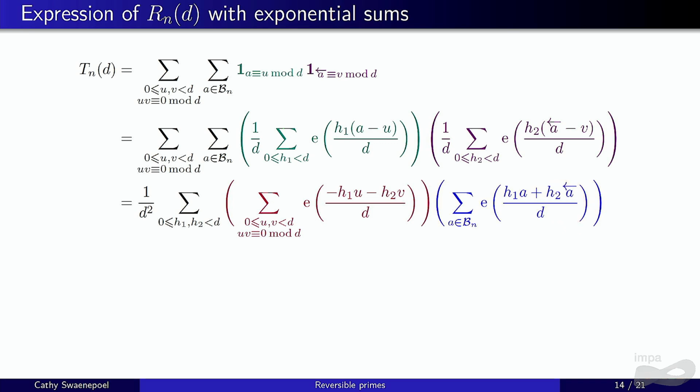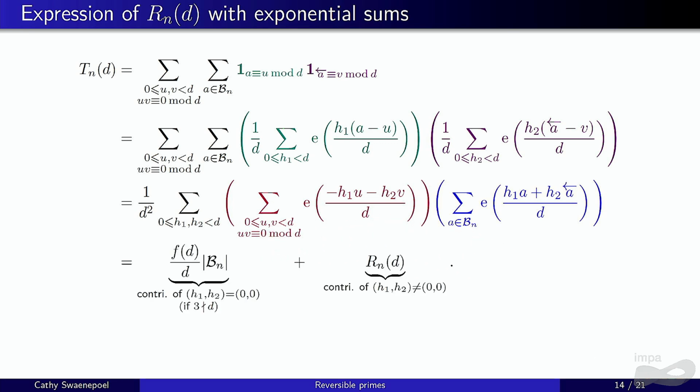Now what's the contribution of the pair h1, h2 equal to 0 here? For this pair, these two exponential sums are equal to the length of the sum, which is the cardinality of Bn. It's not very difficult to see that, divided by d squared, we get exactly f of d divided by d, for the same multiplicative function f that I introduced before. Actually, this is true only if d is not divisible by 3. If d is divisible by 3, we adapt the argument.